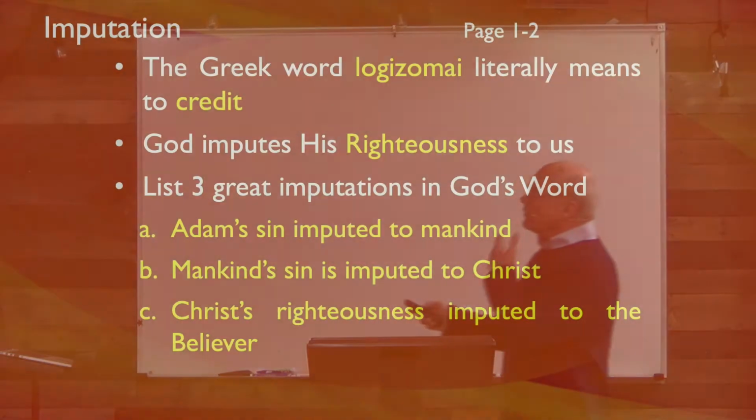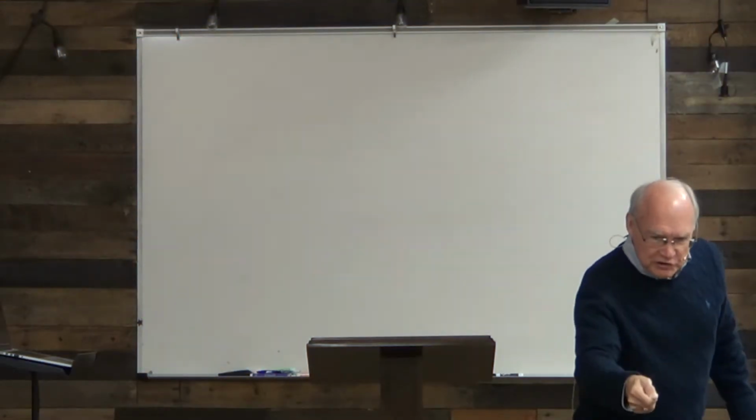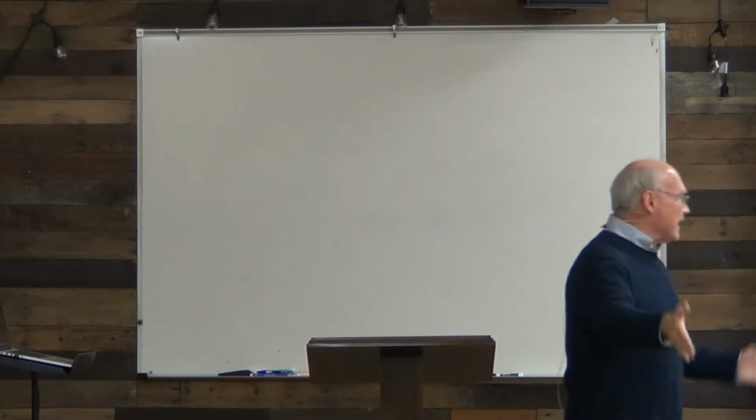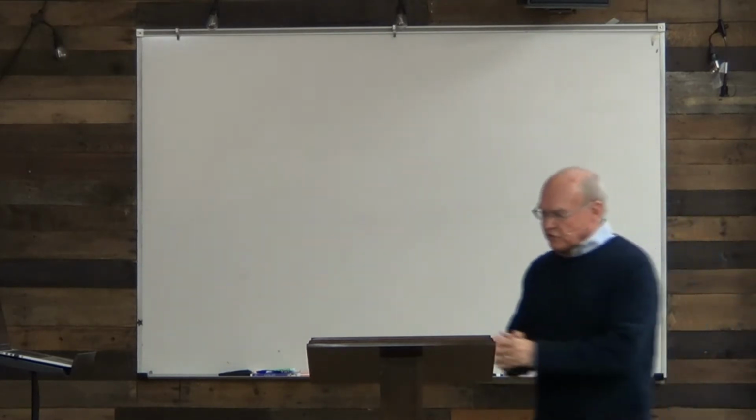As you look at this, and I think you'll probably go to the top of the next page, we realize that the Greek word logizomai literally means to credit. It's a verb. If I said, I put this on your account, I logizomai, I credited to your account. What was credited to Abraham the moment he believed? God's righteousness, okay? And this is imputation.